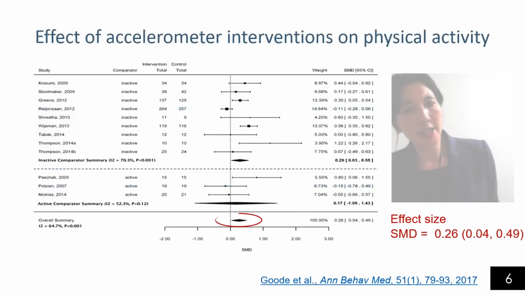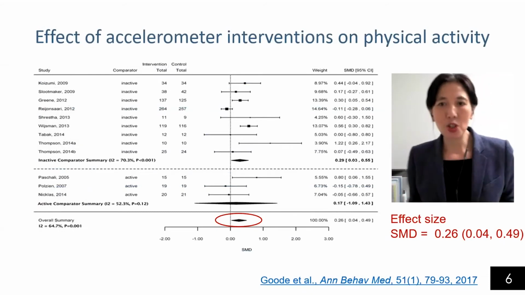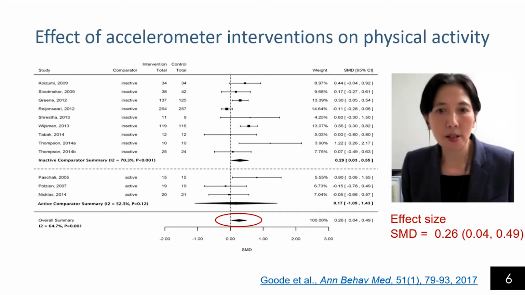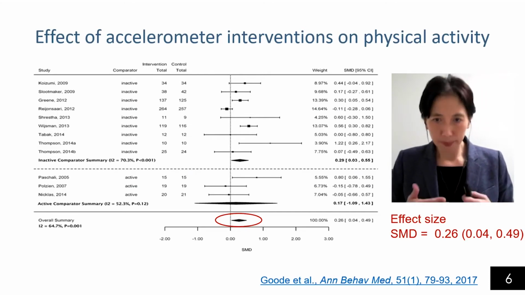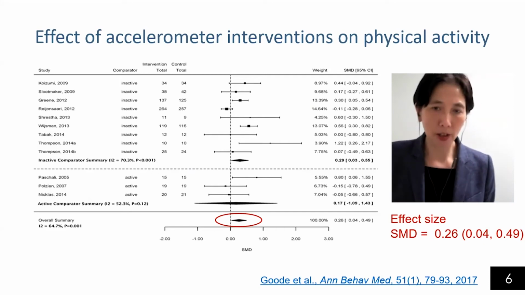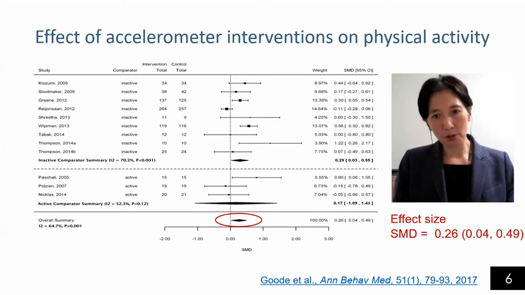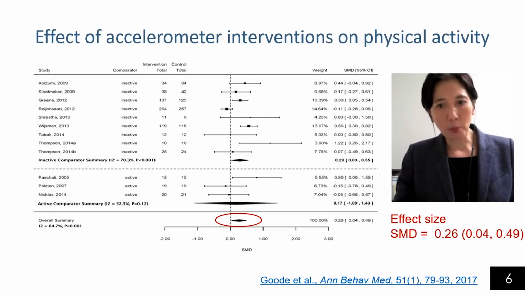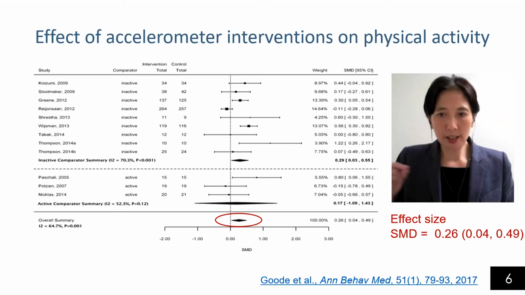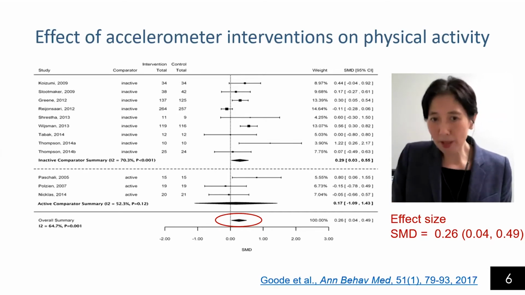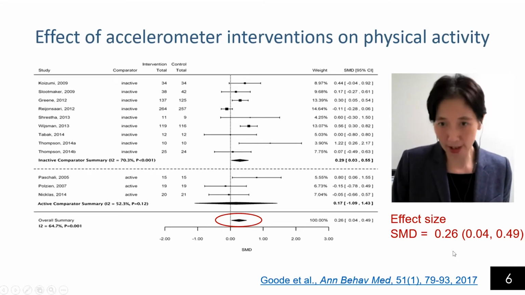So in the last 10 years, we have seen an increase in research on the use of technology to promote physical activity. In particular, there's been an increase in research being done using wearable accelerometers. Now, the earliest studies went back to 2009, when fitness bands and pedometers became more popular. And these interventions seem to be promising, although with a relatively small effect size.